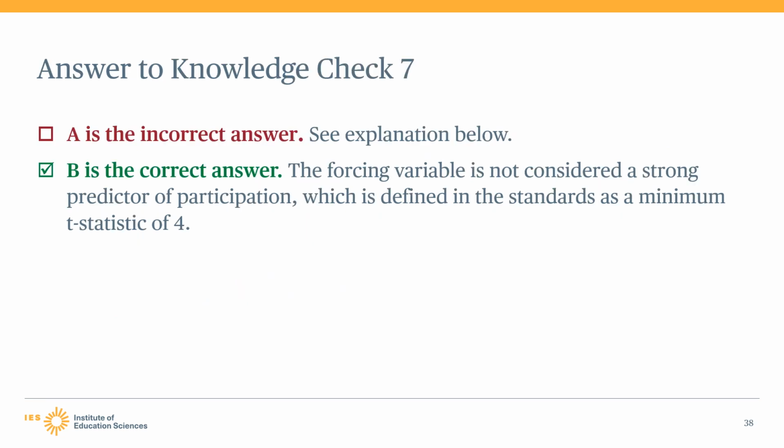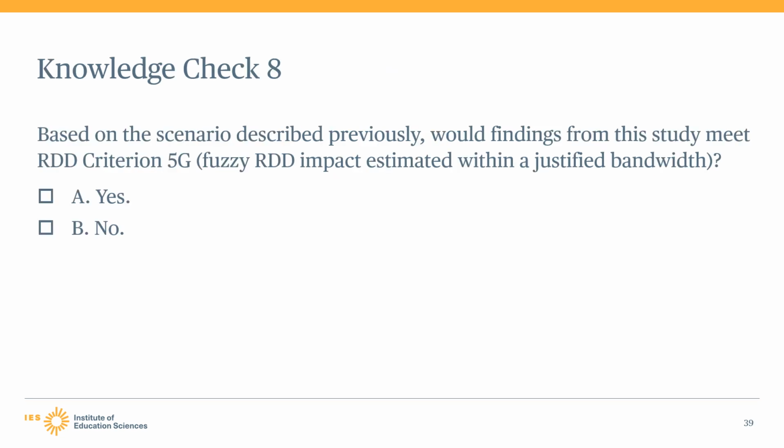The correct answer is B. No. The study fails to meet criterion F. The forcing variable is not considered a strong predictor of participation, which is defined in the standards as a minimum t-statistic of 4.